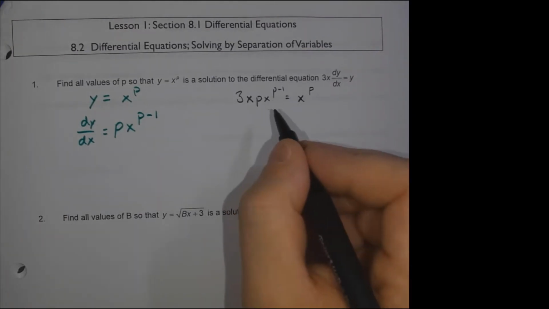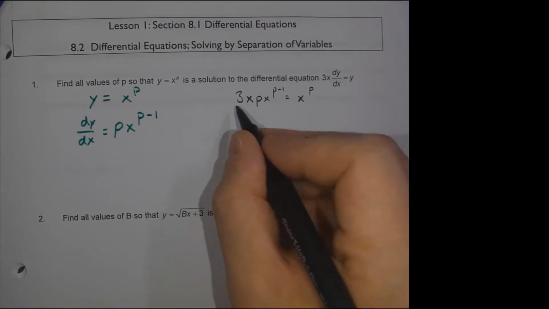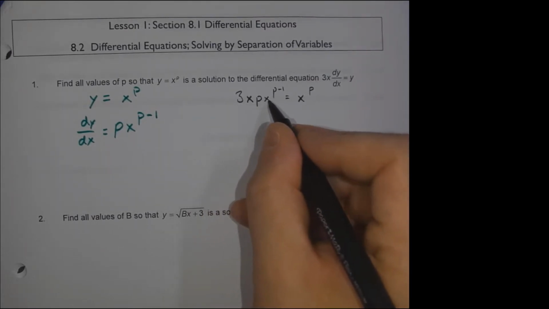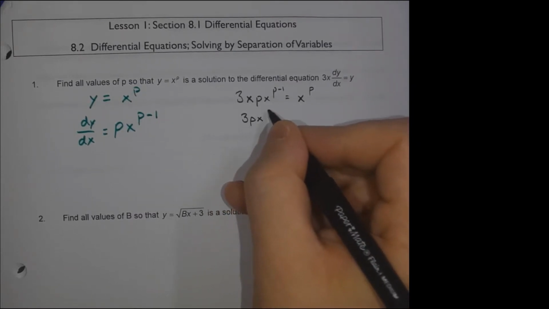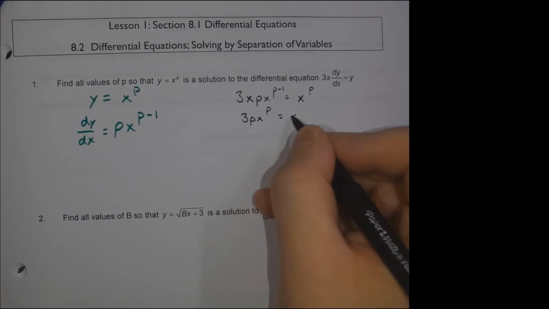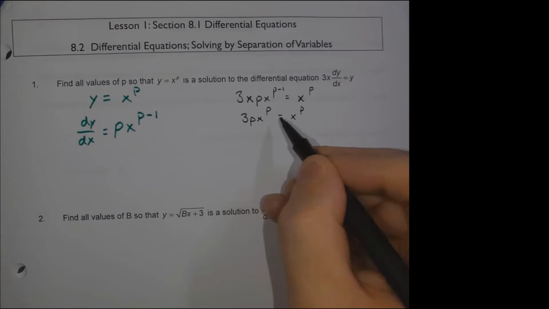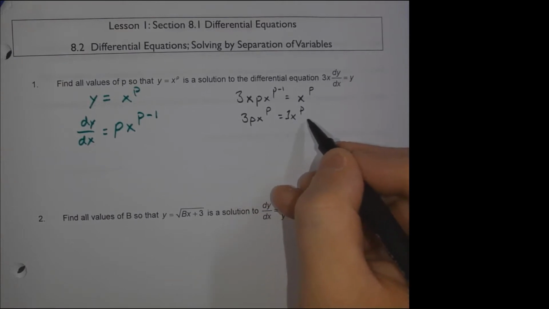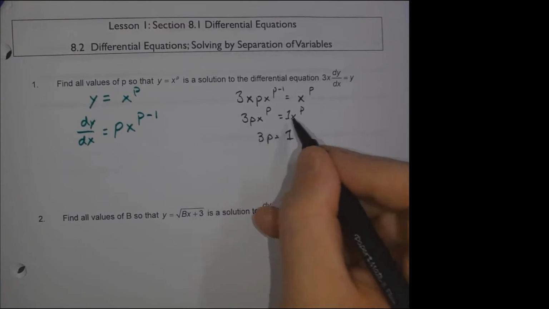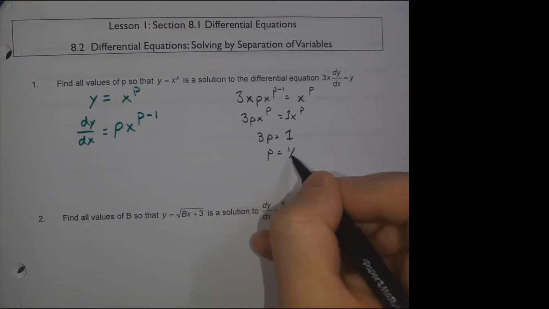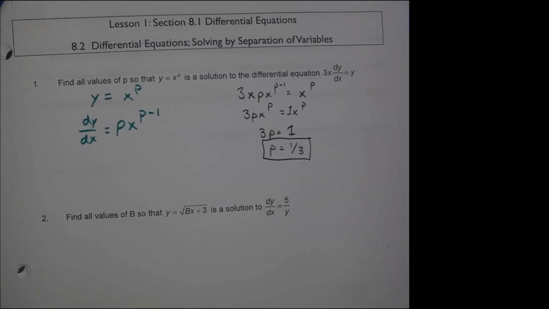So therefore, let's try to collect like terms here and simplify. I have x times x to the p minus 1, so this becomes 3p x to the p equals x to the p. And so if we need 3p x to the p to be equal to 1 x to the p, this implies that 3p is equal to 1, and thus p must be equal to 1/3. So the solution to this problem is p equals 1/3.